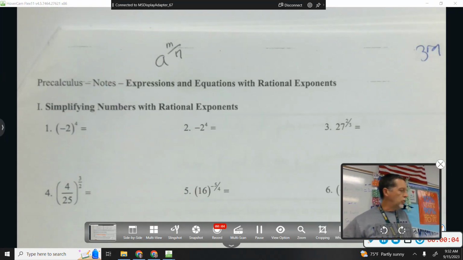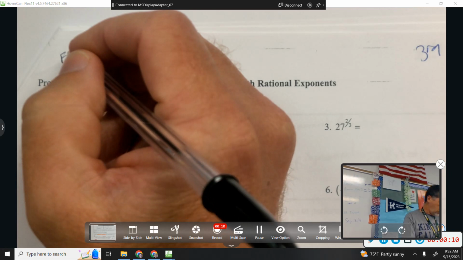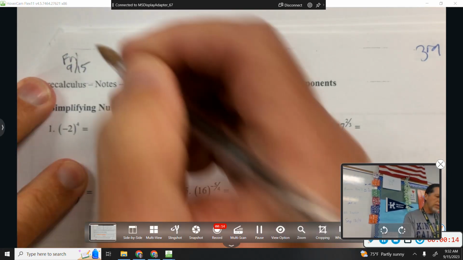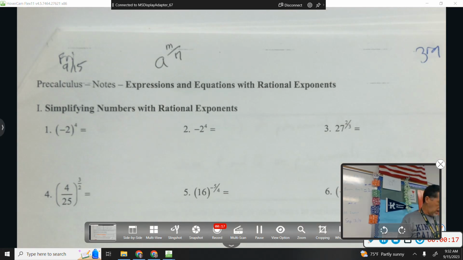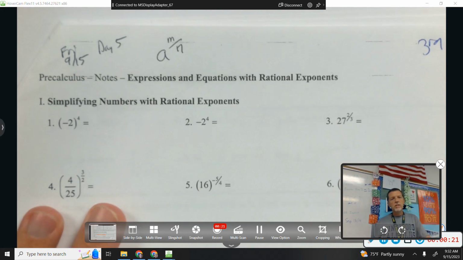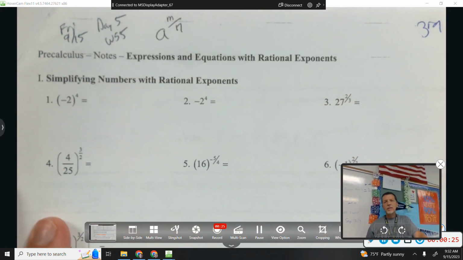Final day of new notes. Again, the test isn't till next block day. So for just recording purposes, it's Friday, September 15th, and this is day 5 of the unit, and so worksheet 5 is the assignment that goes with this one.